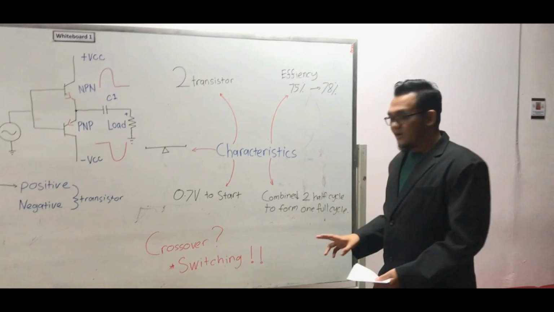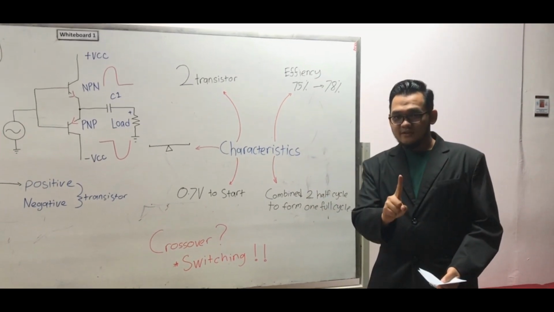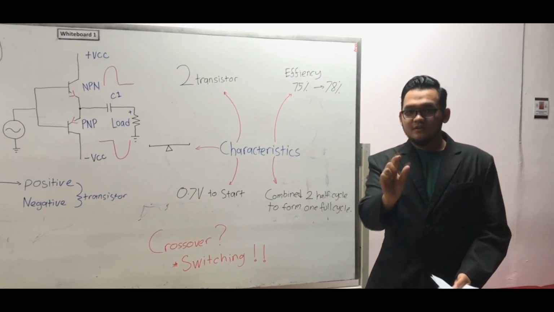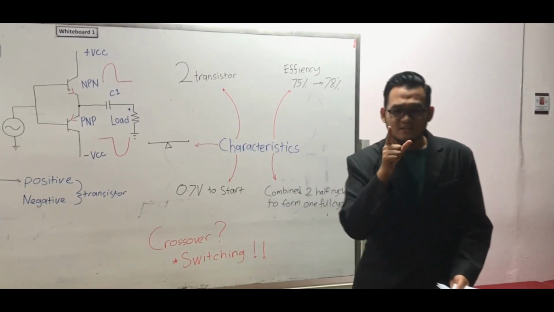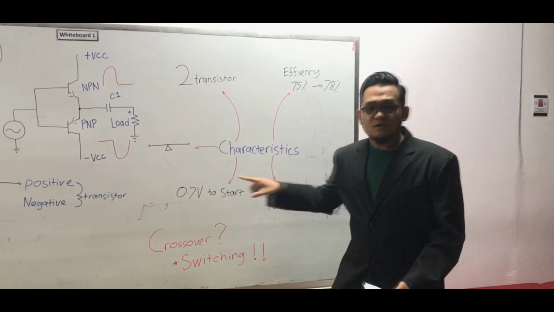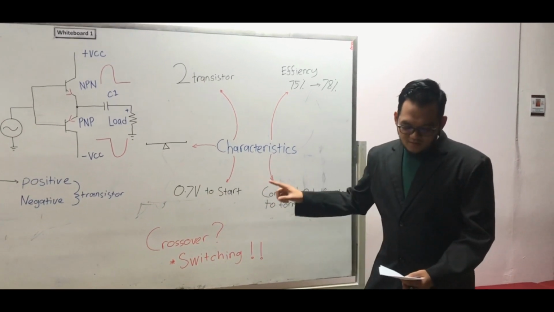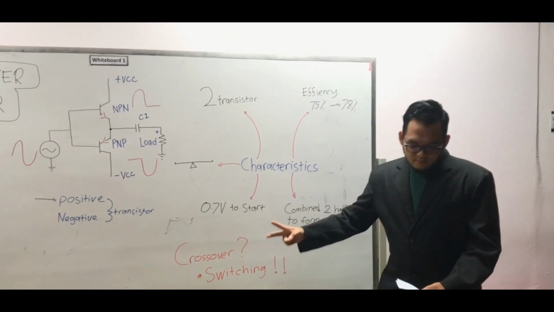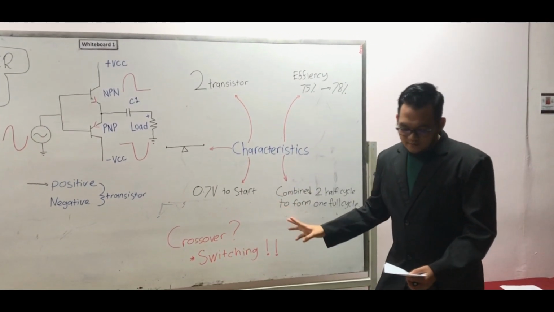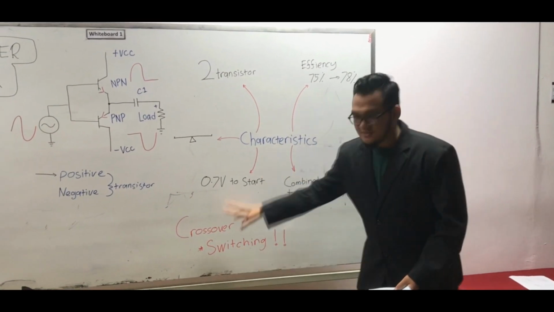When combining two half cycles to perform one full cycle, it will cause a little bit of a problem, which is the crossover. What is crossover? The key point is switching. When the circuit is switching between devices driving a load, most often when the devices are matched.